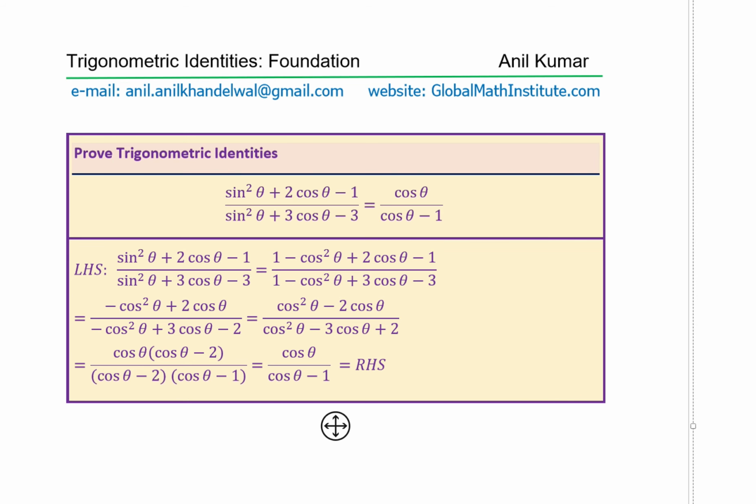We have sin squared theta plus 2 cos theta minus 1, divided by sin squared theta plus 3 cos theta minus 3, equals cos theta over cos theta minus 1. How will you prove this? Well, we have only the cos terms. Do you see that? You notice only cosine terms on the right hand side.